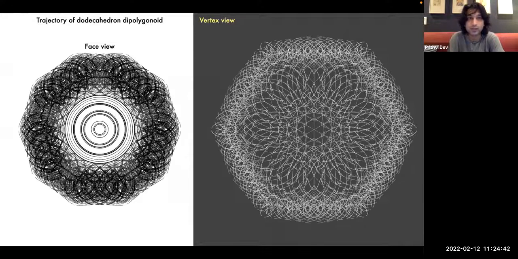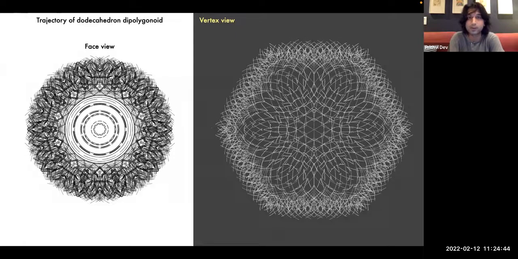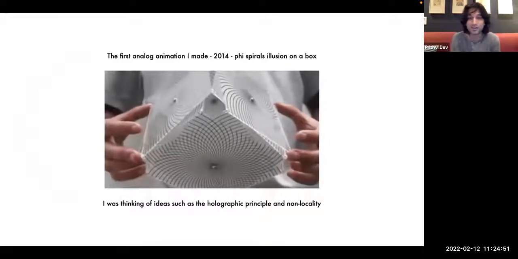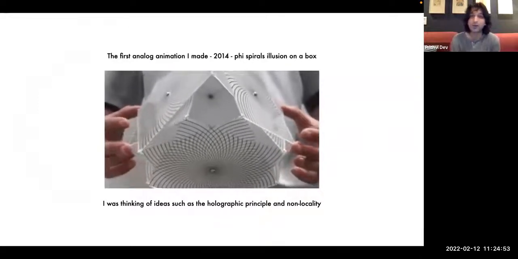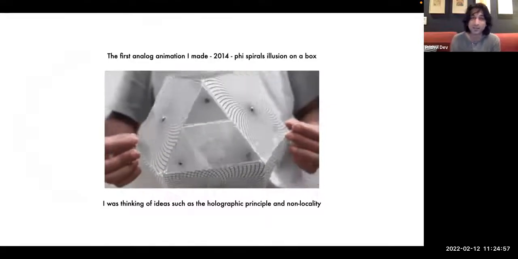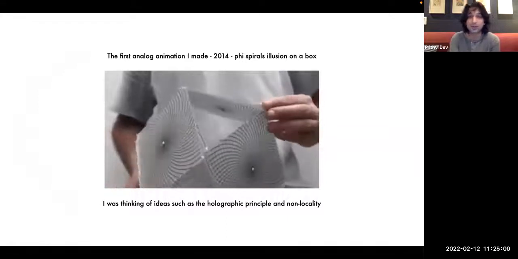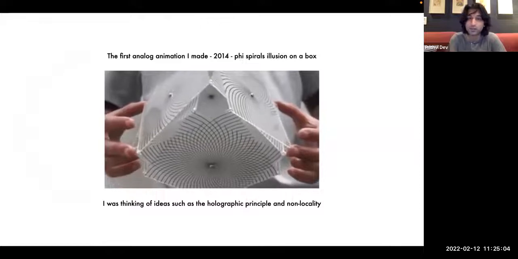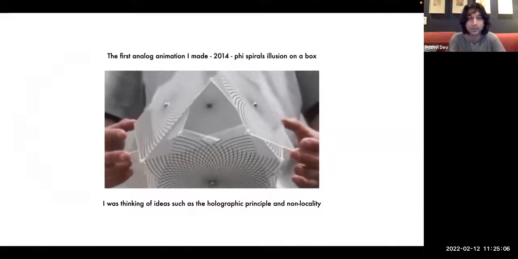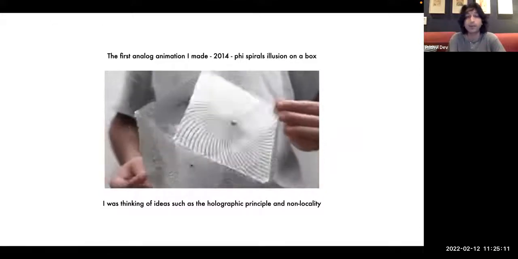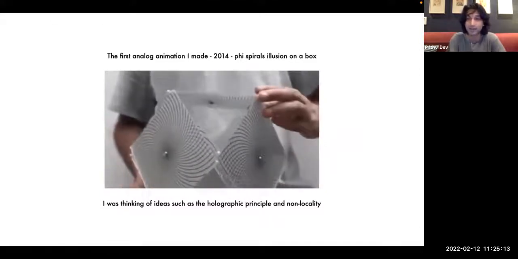And here's the trajectory of the dodecahedron dipolygonoid. So just a bit on how I started this. In college I had seen some of these structures, and the first thing I made was, I was really in love with optical illusions at that point. So I made this phi spiral optical illusion, thinking about the interconnectivity of the structure and how you could open and close the structure from any different point on it. So I made this optical illusion one, and then I realized, oh my god, you can actually put any pattern on this.